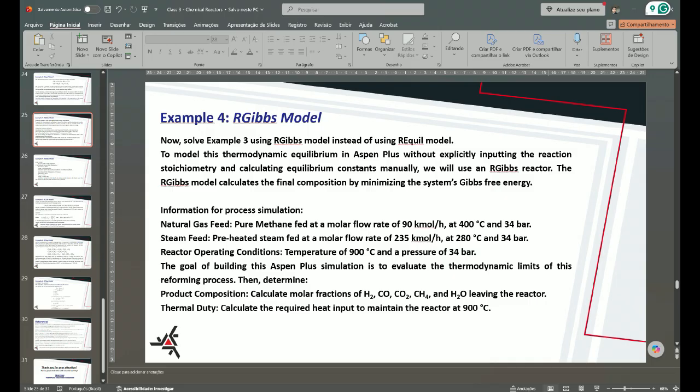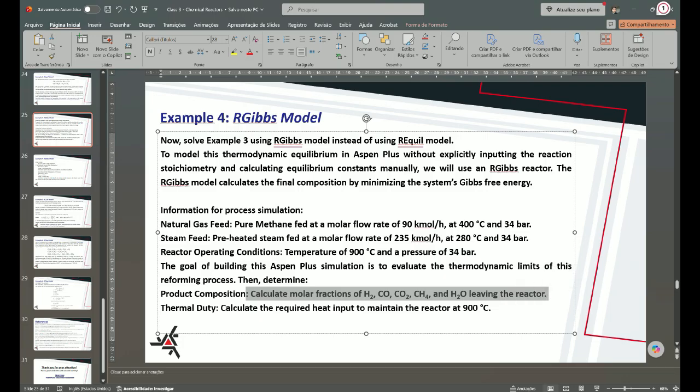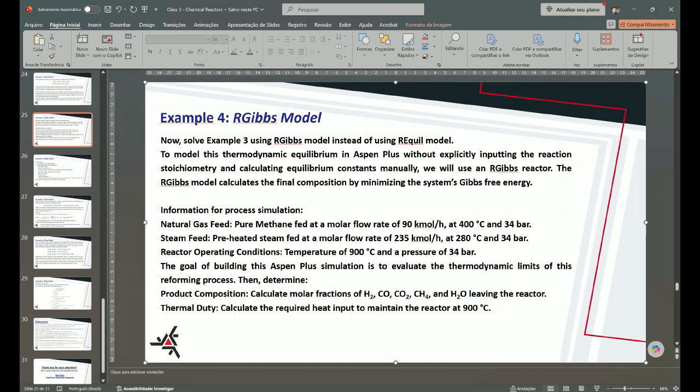Okay, so this is the main difference, as we defined the reaction in the previous model, as we just saw. Okay, the R-Gibbs model calculates the final composition by minimizing the system's Gibbs free energy, and also here we have the same information that we prepared in the last case study. Okay, and after simulating in Aspen Plus, we are going to calculate the molar fractions leaving the reactor based on the possible equations that were identified by the simulator, and also the thermal duty to keep the temperature of the reactor constant at 900 Celsius degrees.